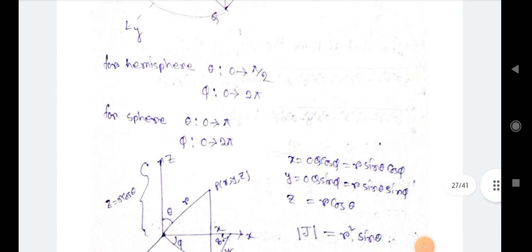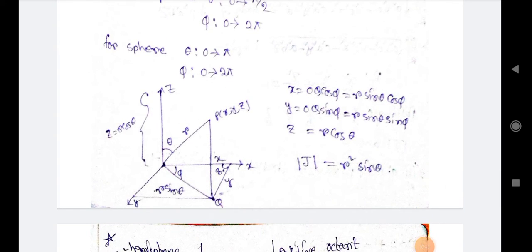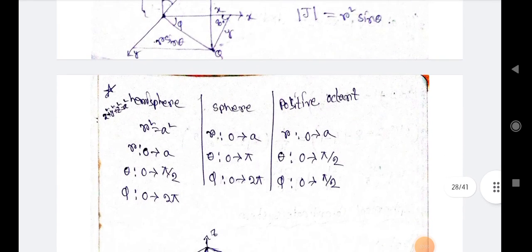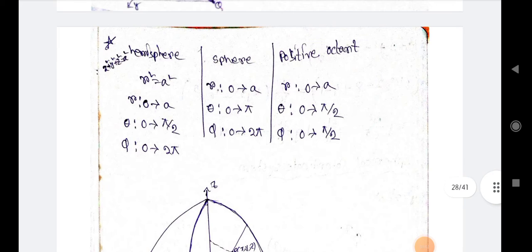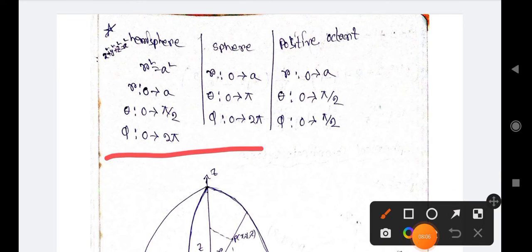For sphere, theta tends to 0 to pi and phi tends to 0 to 2 pi, and x equals r sin theta cos phi, y equals r sin theta sin phi, z equals r cos theta, and Jacobian equals r square sin theta. Here I make a table for better understanding.